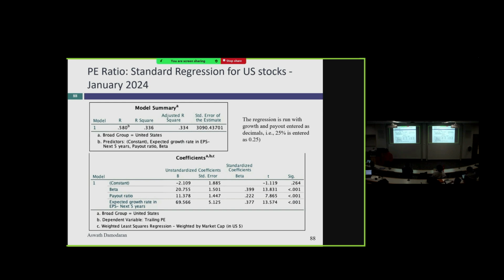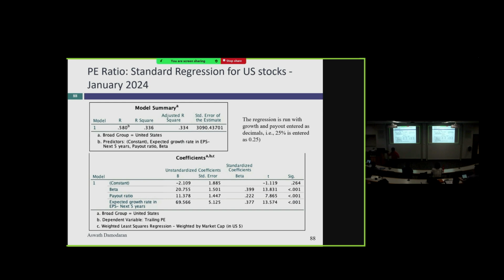I'll talk a little bit about what's a good R squared, because that's often what I think statistics classes leave unanswered. I'm going to talk about how you can measure that in terms of your predictions, but that's my R squared. The three variables I used were beta, payout, and expected growth. Where did I get those three variables? If you remember, when I did the intrinsic value version of the PE, these are the three that showed up.